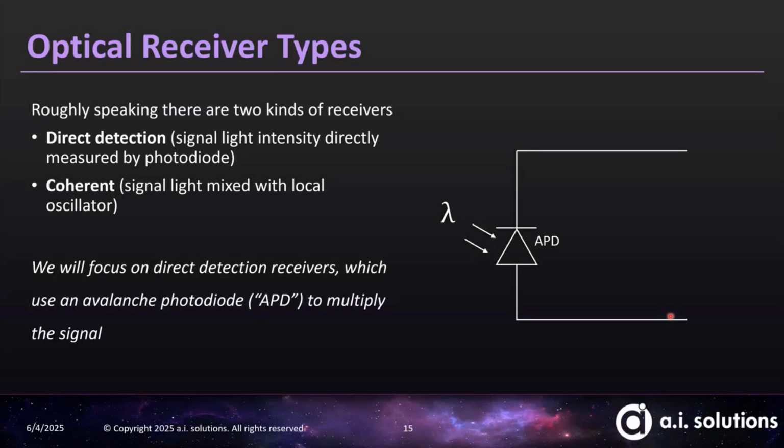So in this talk, we are going to constrain ourselves to a direct detection receiver that uses a component called an avalanche photodiode. Basically, an avalanche photodiode takes in photons and, via some semiconductor magic, turns those photons into a lot of secondary electrons. So you basically get a multiple on how many electrons you get versus how many photons you got. We'll be focusing on those because they're pretty common.